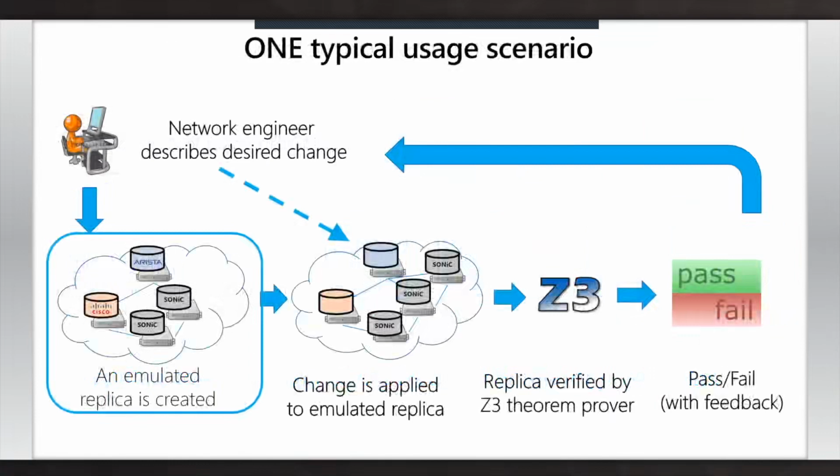So, typical usage scenario. After the MOP is done and there is an intent-based definition of a change, we create an emulated replica. It's fully automated. There's nothing needed to be done manually. Then the change is applied to the emulated replica. So the end result is exactly the same as if we would apply the same change to the production network. The end result of the replica is then run through our Z3 verifier, and the end result is pass or fail. If it's pass, we can proceed with the change. If it fails, it goes back.